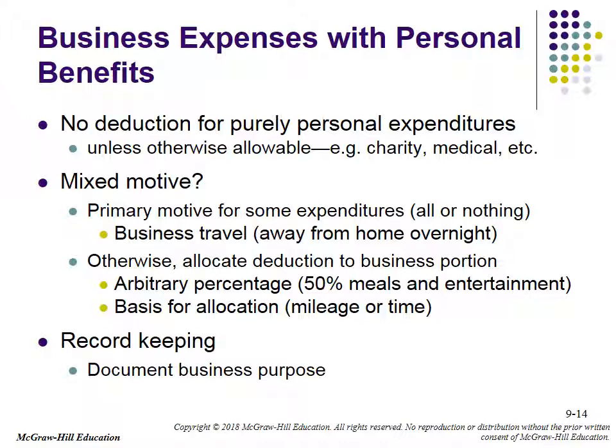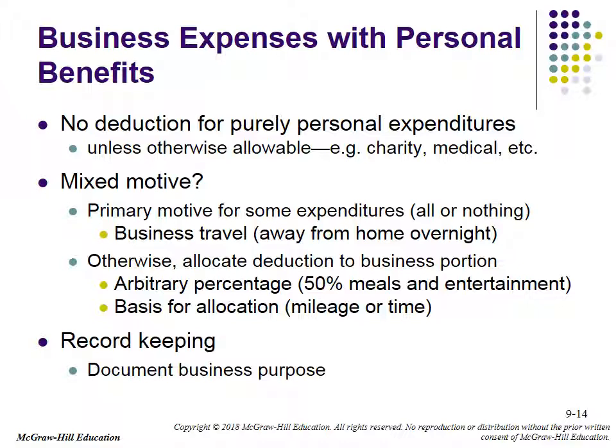Mixed motive. Primary motives for some expenditures, all or nothing. Business travel away from home overnight. What does this mean? Well, if you are going on a business trip and it's purely business, you're going away overnight, and away from home overnight means you're going away long enough that you need a rest. It does not mean you are away a full 24 hours. You're just long enough away that you need to sleep. You need to rest. Then you're in what we call business travel mode. In business travel mode, we are allowed to deduct expenses if they are purely business.